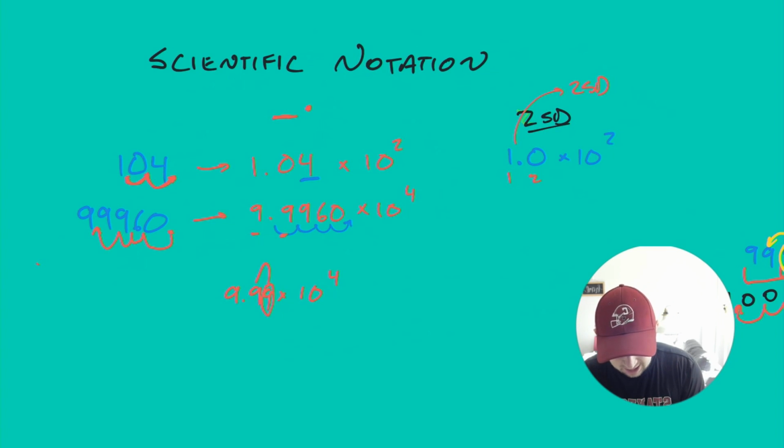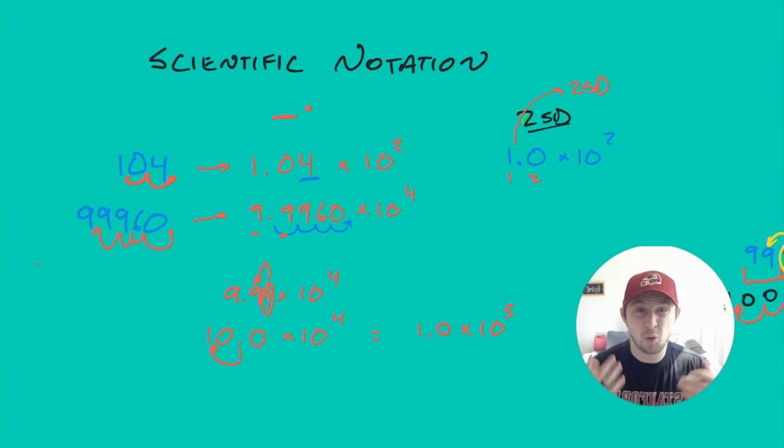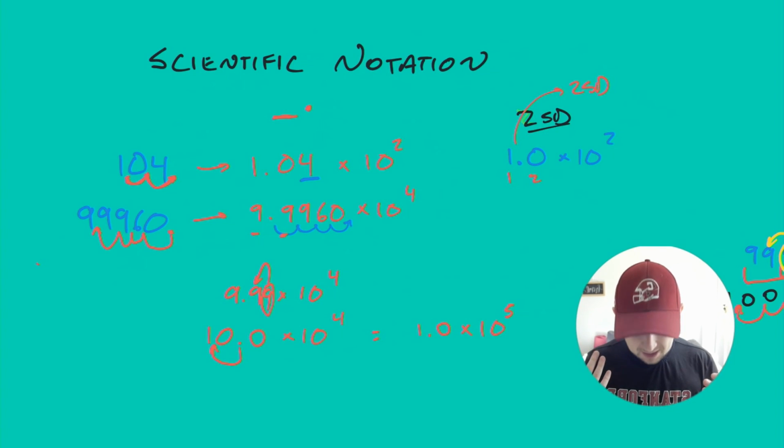So we're going to take this guy. It's going to tell us to round up. This is going to take it to 10.0 times 10 to the power of 4. If we move our decimal place over one more spot, we get 1.0 times 10 to the power of 5. Both those numbers are the exact same thing.